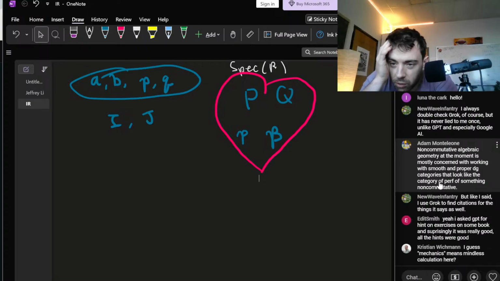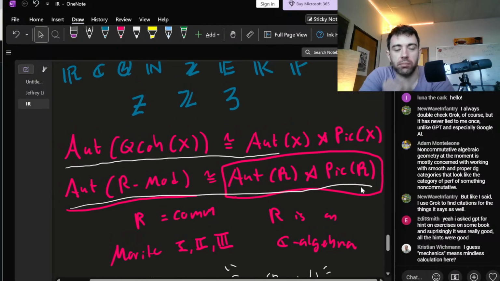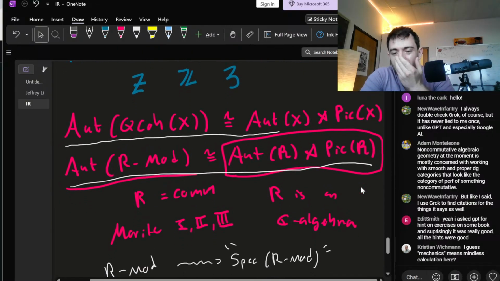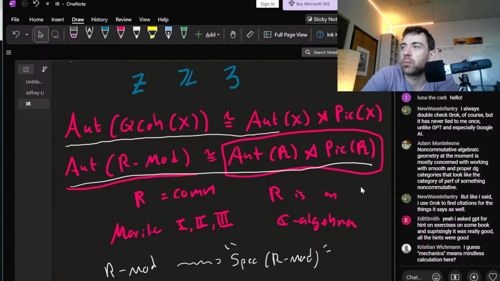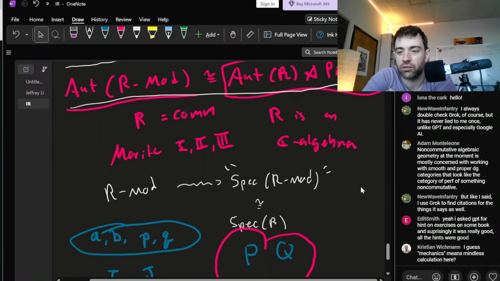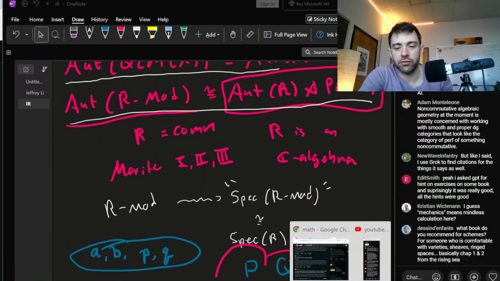Non-commutative algebraic geometry at the moment is mostly concerned with working with smooth and proper DG categories that look like the category of perf or something non-commutative. Interesting. Yeah, I don't know a ton about DG categories, just the basic things. But I'm curious, could it help me possibly answer this question? Maybe not, because DG categories are maybe overpowered for what I'm trying to do, and that's probably better for derived Morita equivalences or something. What is perf again?